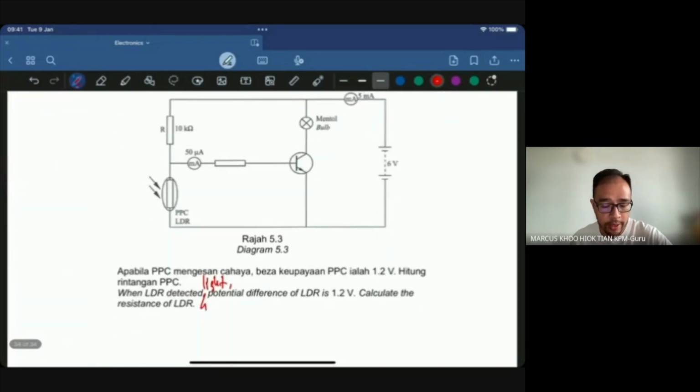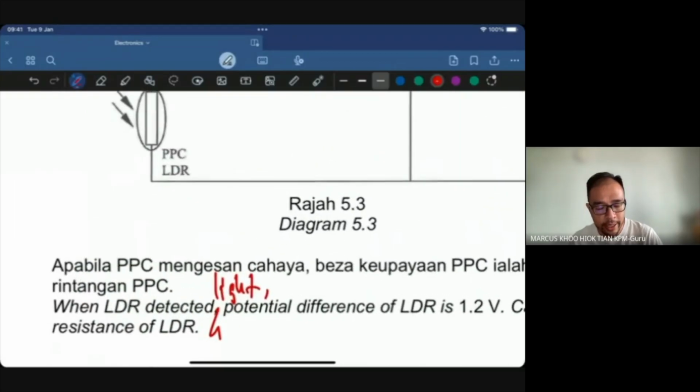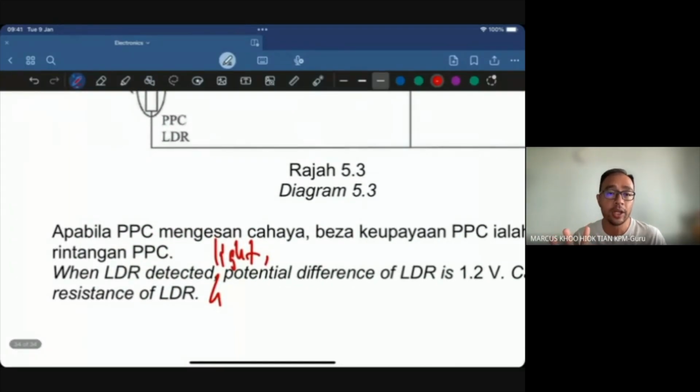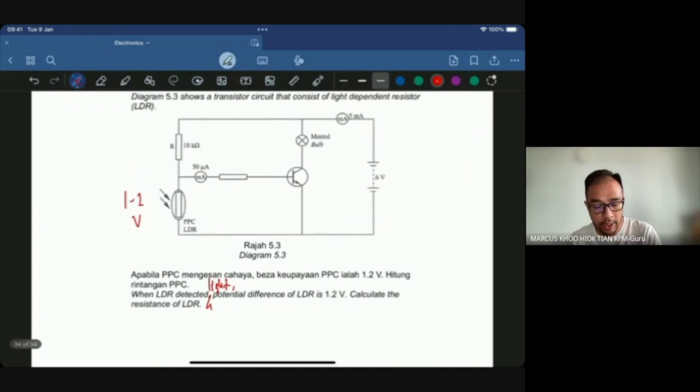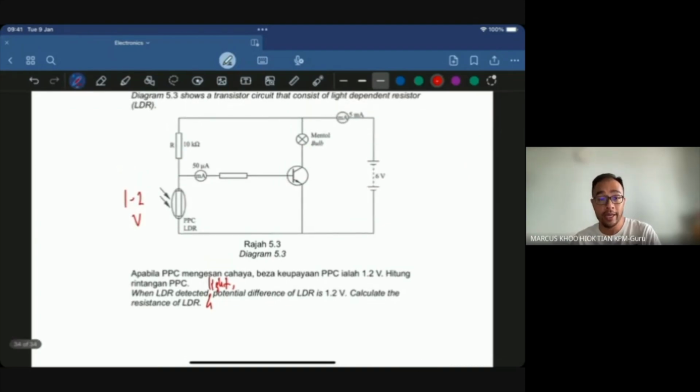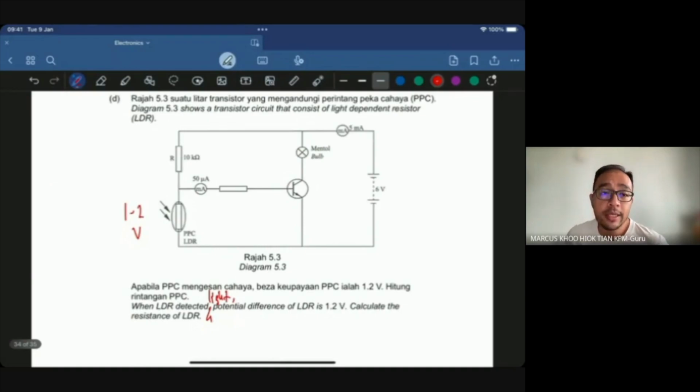Almost done. Sorry, there's a missing word over here. When the LDR detects light, the potential difference of the LDR is 1.2 volts. You kind of know where this question is going. Calculate the resistance of the LDR. I think we've done this so many times that I hope you know how.